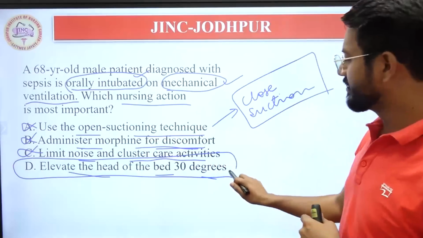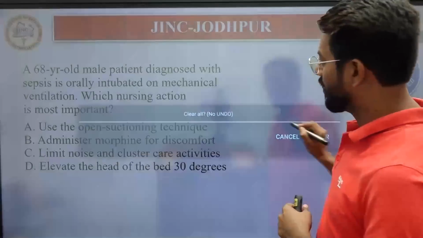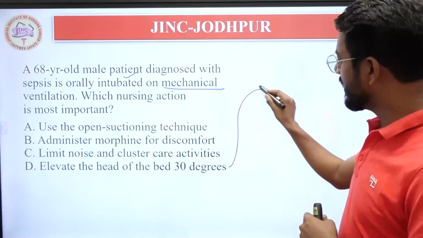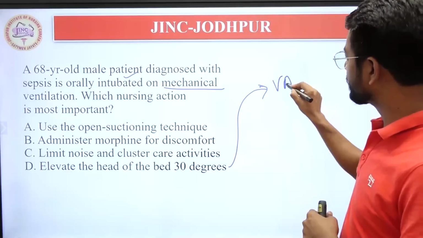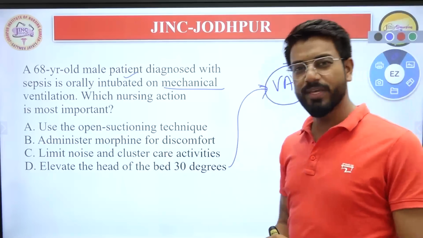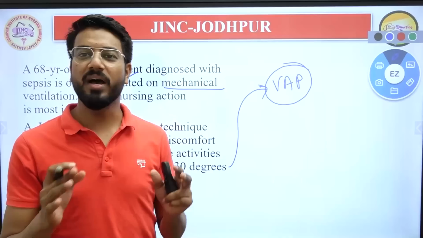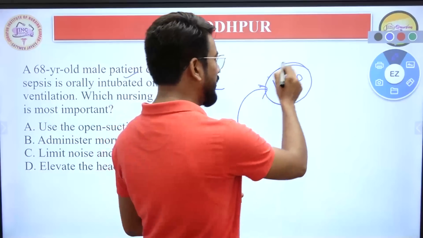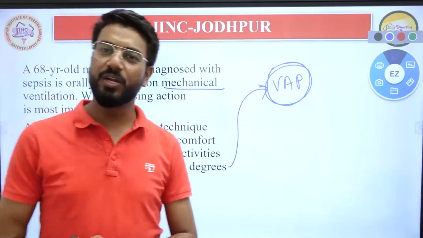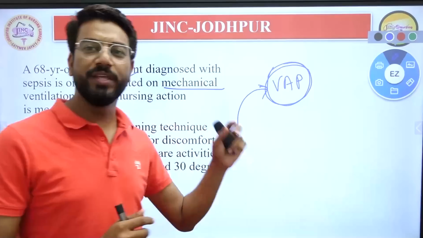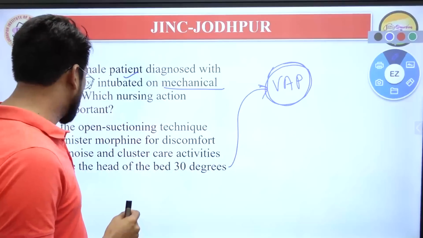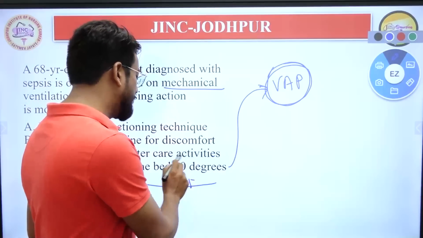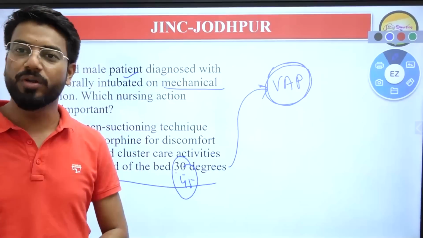Elevate the head of the bed 30 degrees, because the patient who is on mechanical ventilation, and especially the orally intubated patient, has a higher chance for the development of VAP, or we can say ventilator associated pneumonia. So to prevent VAP, the patient should follow the VAP bundle, and in the VAP bundle one option is you should elevate the bed to a 30 to 45 degree angle. So the head of the bed should be elevated 30 to 45 degrees.